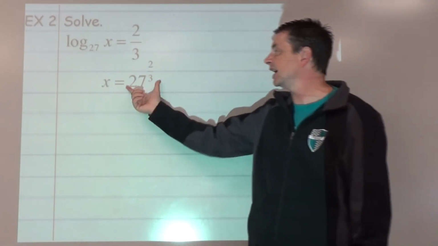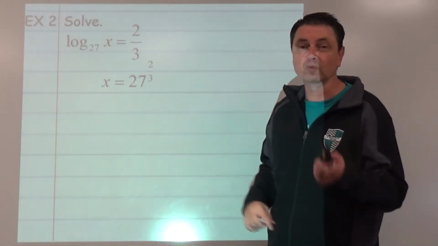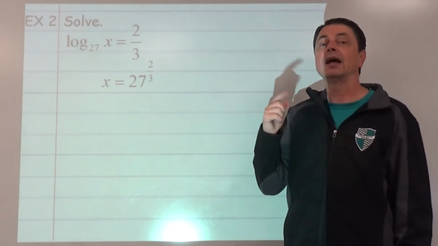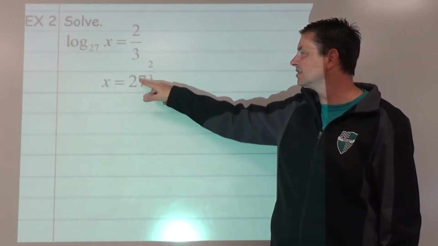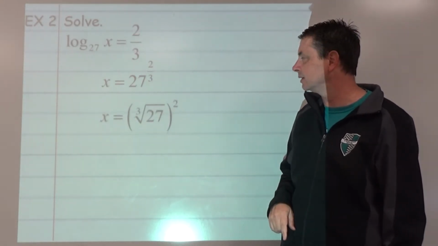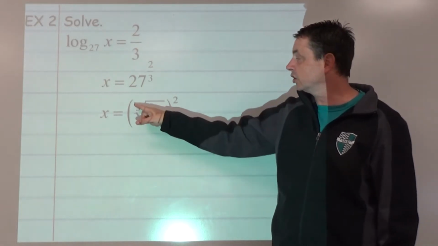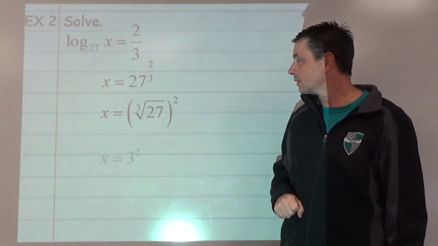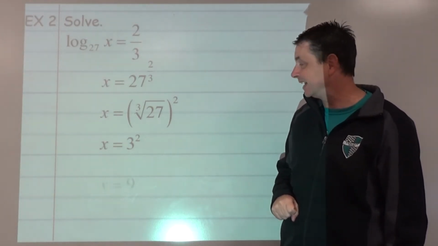2/3. This takes us back to a previous unit where we had fractional or rational exponents. We want to rewrite that as a root. Index, power: x is the cube root of 27, raised to the second power. Cube root of 27 is 3. So we're talking about 3 to the second power, and that is 9.